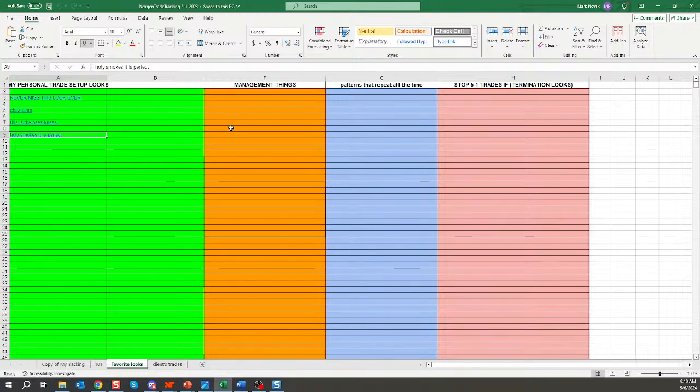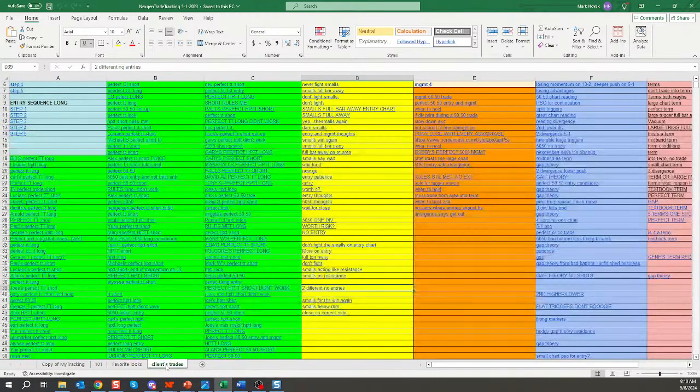From your great entries, you're going to have to learn to manage them. You're going to have to do something with those great entries. You're going to begin to see patterns that repeat themselves. You're going to recognize areas that may stop the market. Fill out your spreadsheet. 15 pictures every day should be the goal for everybody. And then the goal is to make it look like mine.